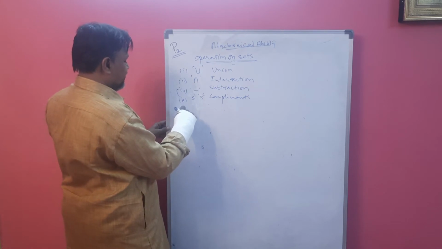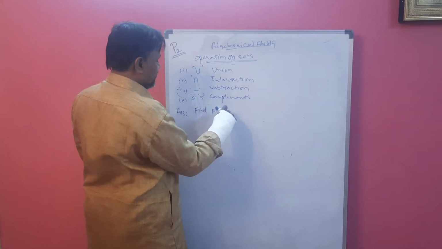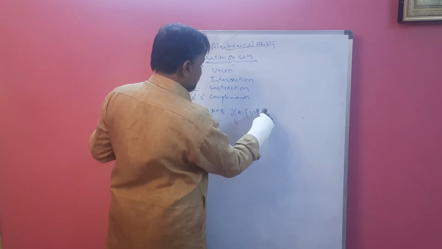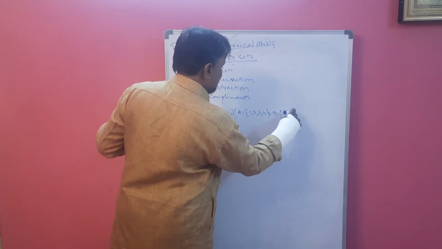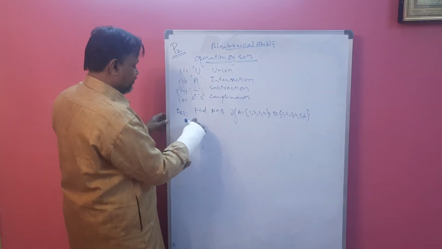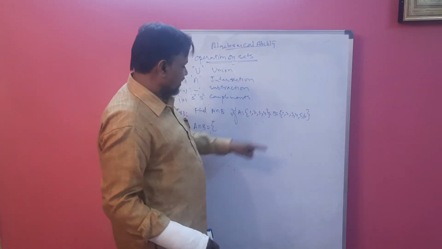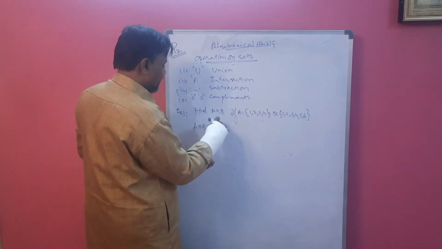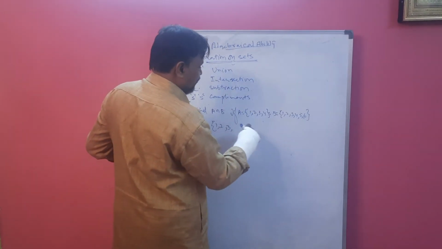Example 3. Find A intersection B. If A is a set 1, 2, 3, 4. Okay. B is a set having numbers 1, 2, 3, 4, 5, 6. Now A intersection B, we have to take only common elements. 1 is there, 1 is there. So we can write here 1. 2 is there, 2 is there. We can write 2. 3 is there, 3 is there. Yes. 4 is there, 4 is there.